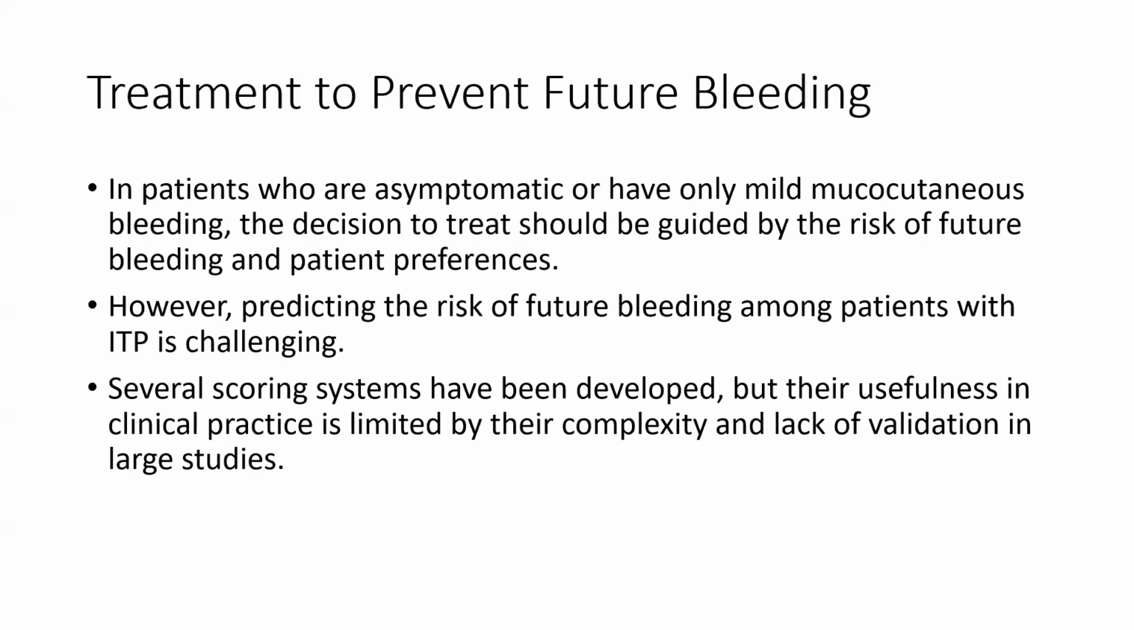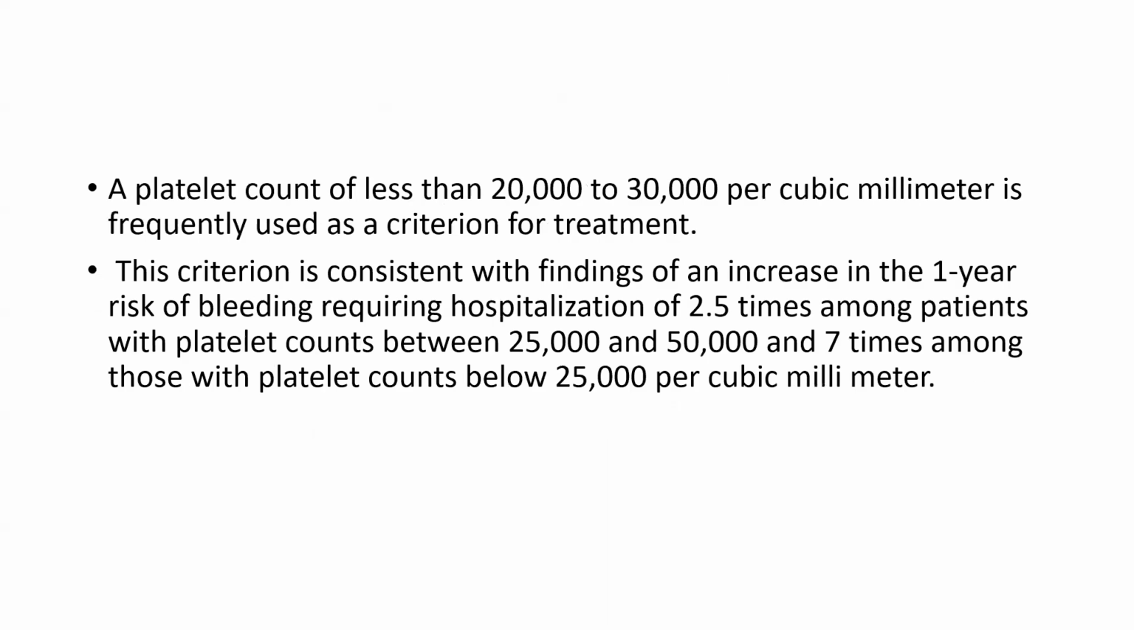Now, the treatment to prevent future bleeding. In patients who are asymptomatic or have only mild mucocutaneous bleeding, the decision to treat should be guided by the risk of future bleeding and patient preference. However, predicting the risk of future bleeding among patients with ITP is challenging. Several scoring systems have been developed, but their usefulness in clinical practice is limited by their complexity and the lack of validation in larger studies.